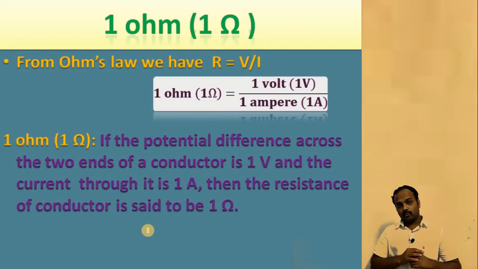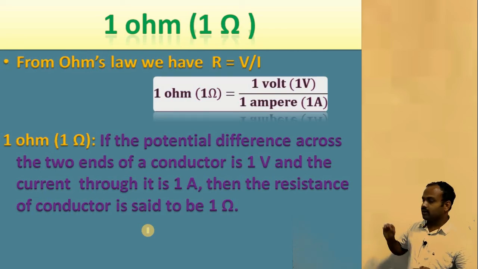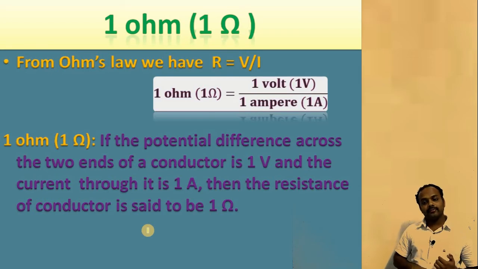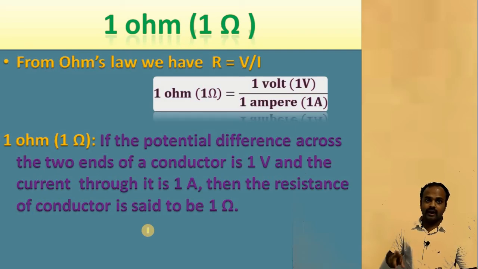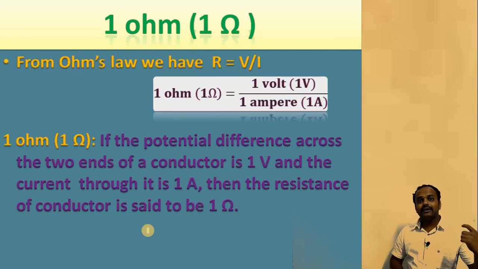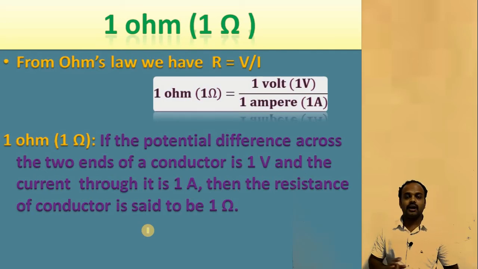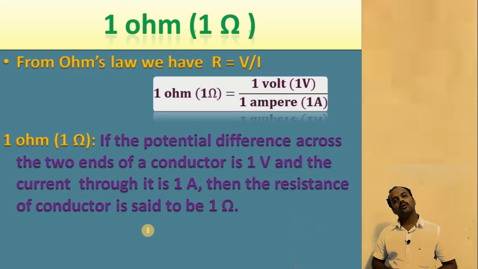Okay, next, what is 1 ohm? We have the equation I equal to V by R, and R equal to V by I. We want 1 ohm. 1 ohm is equal to 1 volt divided by 1 ampere. If the potential difference across the ends of a terminal is 1 volt and the current flowing through it is 1 ampere, then the resistance of a resistor or conductor is said to be 1 ohm.